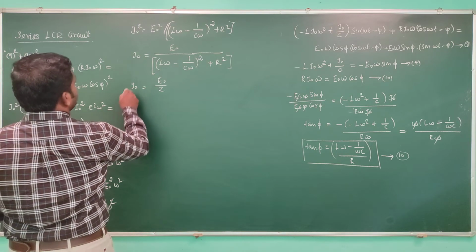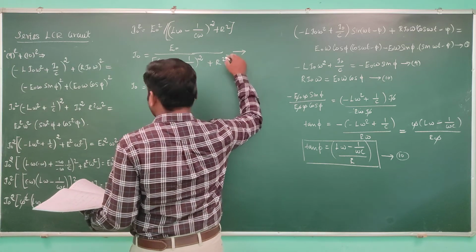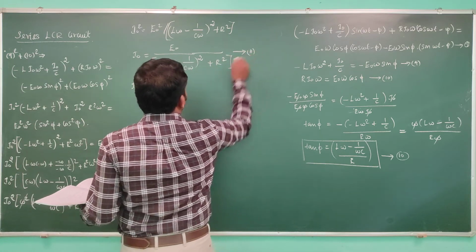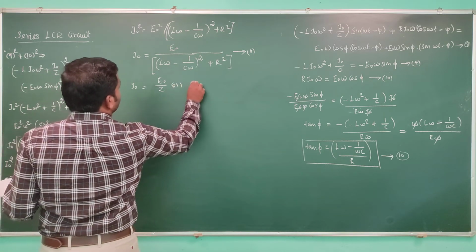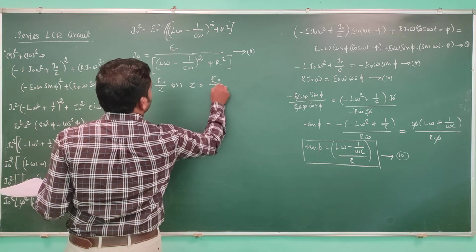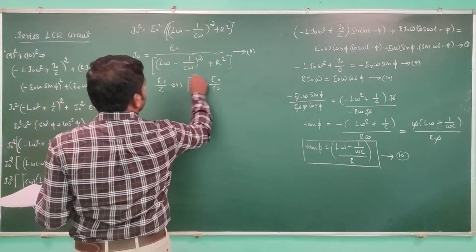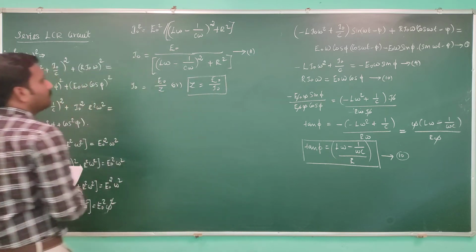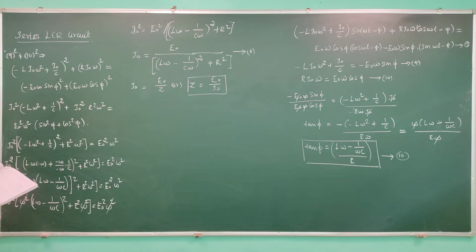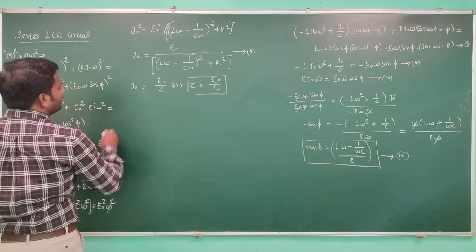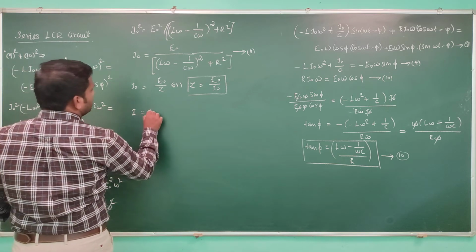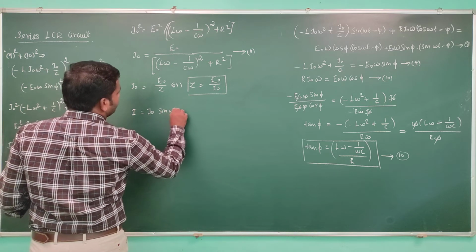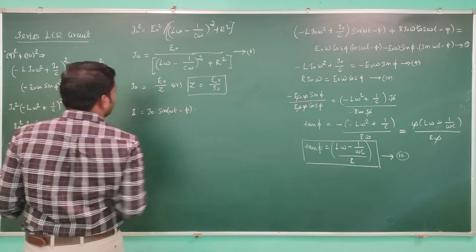Okay, this also you can write. Let's write this as equation number 11. This you can write Z equal to E naught by I naught. This is another equation. Now, in the beginning we considered the trial solution as I equal to I naught sin(omega t minus phi).